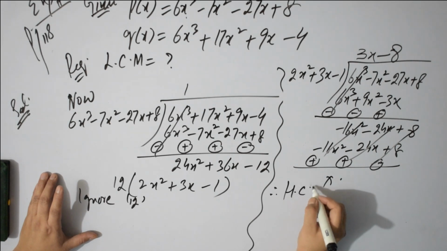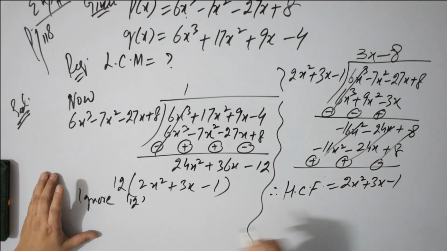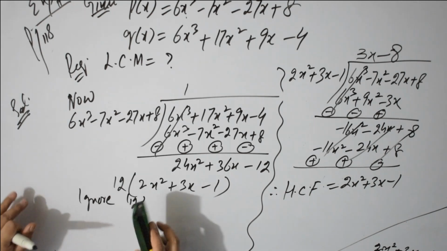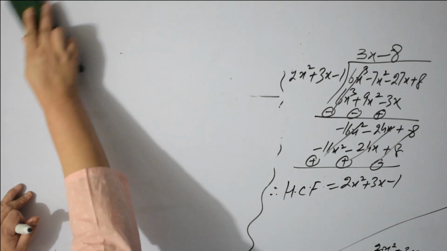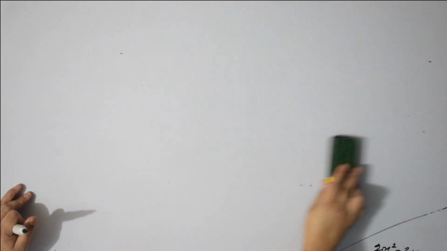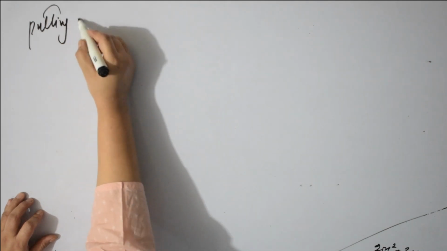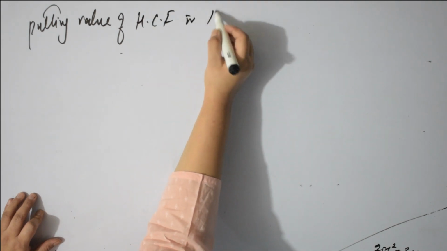Therefore HCF, what is HCF? Your HCF is 2x square plus 3x minus 1. This is your HCF. So putting this value of HCF in equation number 1, which you had named equation number 1, put it there. Putting value of HCF in 1.